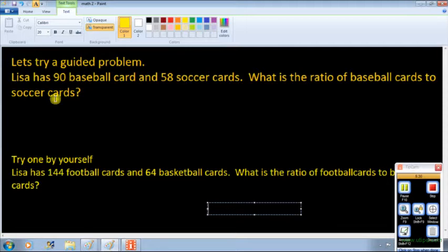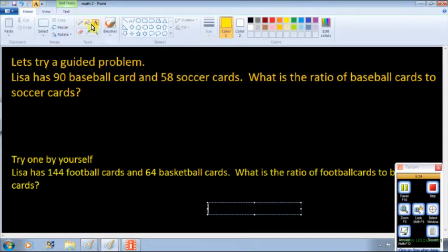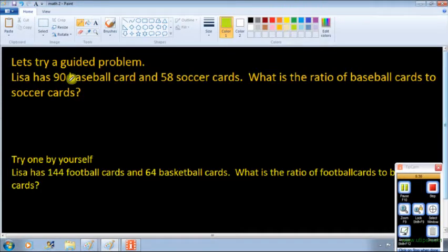So now I'm going to go back and I'll go ahead and underline keywords and information. Okay, well 90 of course looks important. So I'll circle and underline baseball cards. 58 soccer cards. What is the ratio? Ratio means there'll be two numbers, baseball cards to soccer cards.